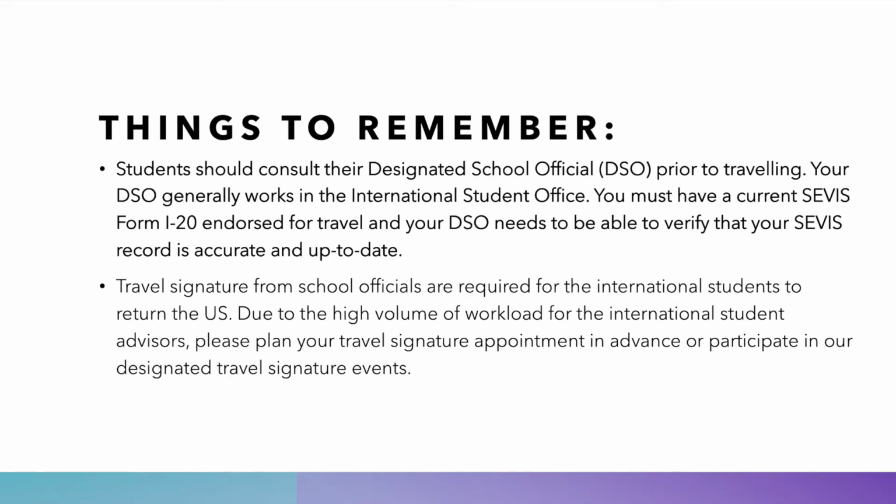Here are some things that you need to remember. Students should make an appointment with their international student advisor before they travel. Your DSO or the designated school official generally works in the student office for the international student affairs. You must have a current form I-20 endorsed for travel, and your DSO needs to be able to verify that your record is accurate and up to date.